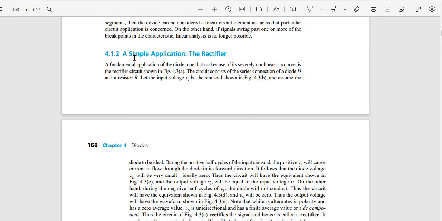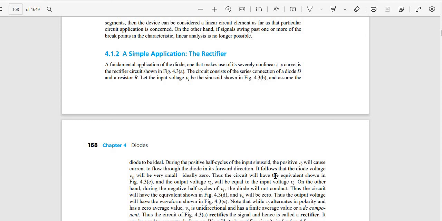Topic 4.1.2, a simple application, the rectifier. A fundamental application of the diode, one that makes use of its severely non-linear IV curve, is the rectifier circuit. The circuit consists of a series connection of diode D and a resistor R. Let the input voltage V1 be the sinusoid shown in figure 4.3b, and assume the diode to be ideal. During the positive half cycle of the input sinusoid, the positive V1 will cause current to flow through the diode in its forward direction.